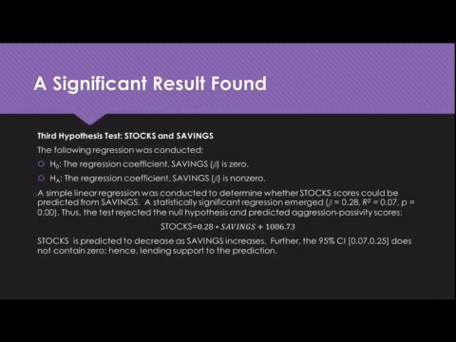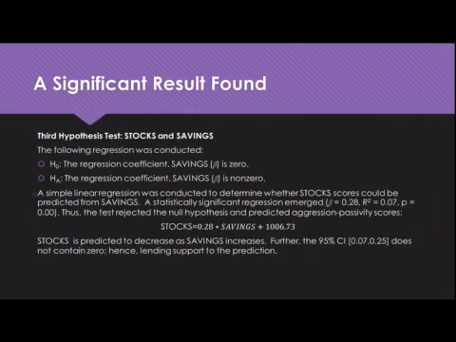Our third hypothesis was between stocks and savings. The following regression was conducted. Our null hypothesis states the regression coefficient savings is 0. The alternative hypothesis states the regression coefficient savings is non-zero.